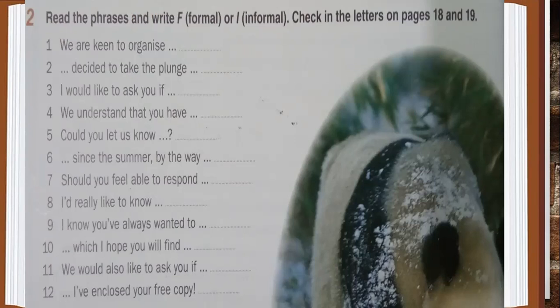Okay, so let's start with the first one. We are keen to organize. Notice here we have the long form, we are. We didn't use the contraction form. So it is a formal expression.